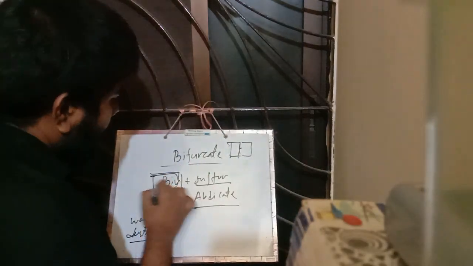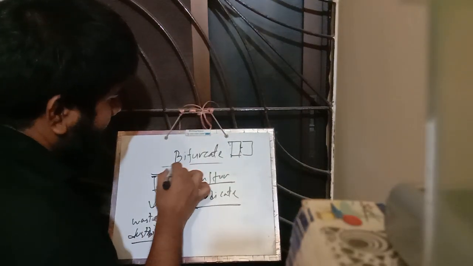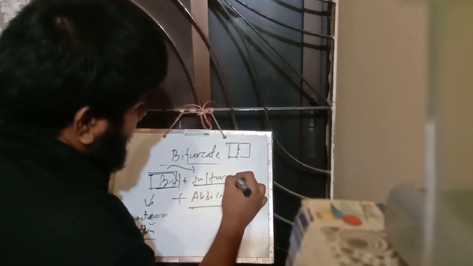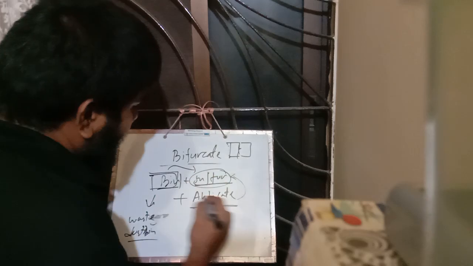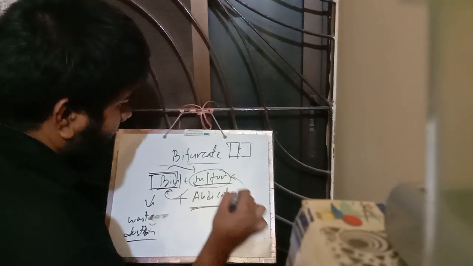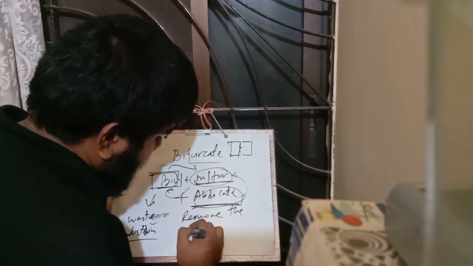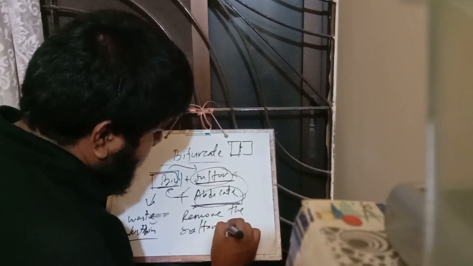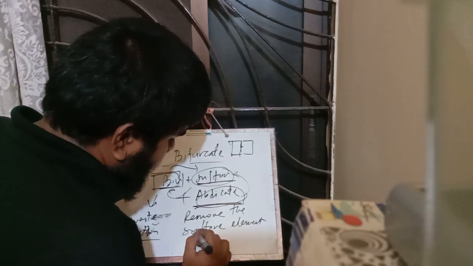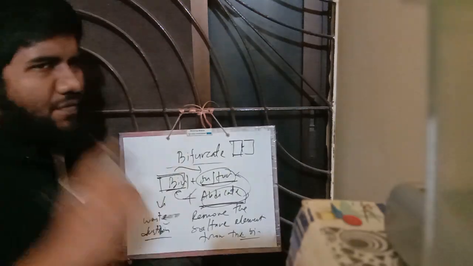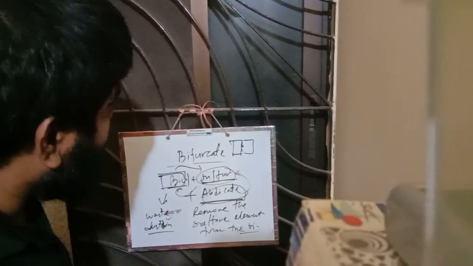So bin, sulfur, abdicate means you have the bin, and you have to remove the sulfur, that means you have to split the sulfur from that bin. Abdicate means to remove, so you have to remove the sulfur element from the bin. It's a kind of critical thinking one. Okay, so this is the one you can actually answer.